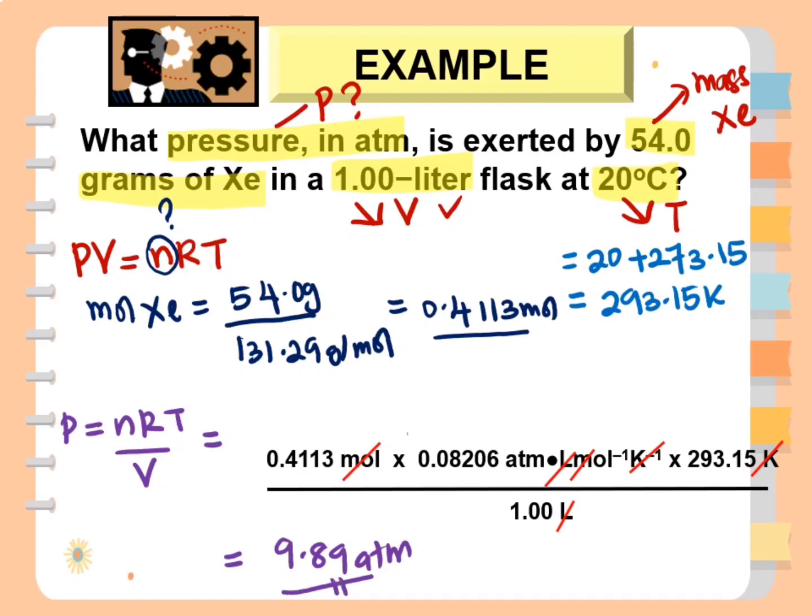So final answer class, be careful. Final answer must include unit. Mesti ada unit, wajib. But during your calculation here, kalau you tak nak masukkan unit, tak ada masalah. Okay, tak ada masalah. Boleh je terus kira. But you need to know the unit of pressure should be atm, because based on the R value unit. Alright, boleh.